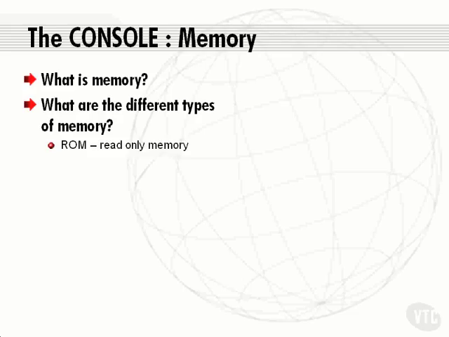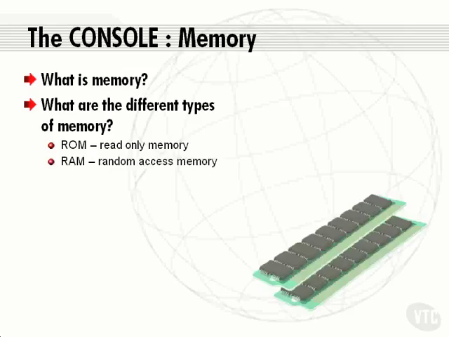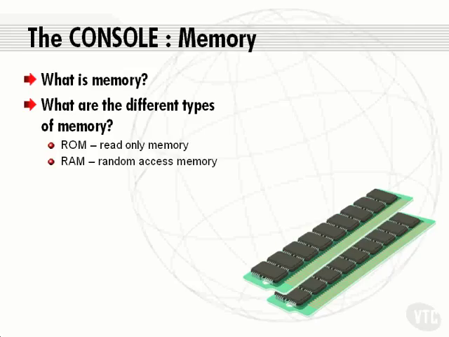ROM, or read-only memory, stores important information which does not change, like instructions for the computer to start up. RAM, or random access memory, is the memory that the microprocessor reads from and writes to. This memory is faster than other types of memory and is instant.